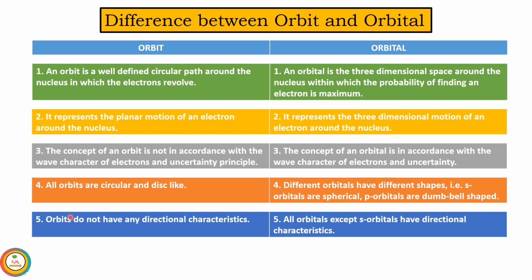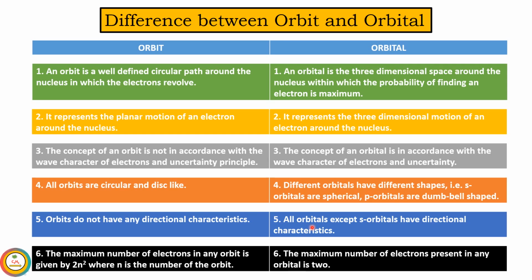Orbits do not have any directional property, but in the case of orbitals, except the s orbital, all the orbitals like p, d, f have directional characteristics. For the p orbital, there are three types of p orbitals: px, py and pz. So px means the direction is along x, py means direction along the y axis, and pz means direction along the z axis.